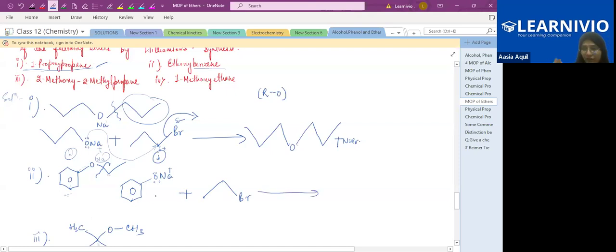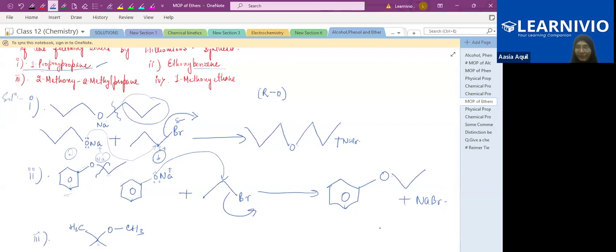These two are the reactants. You can show the reactants, and write down the name of this one if you can. This has a lone pair, so it will attack this carbon, and you will get this one: O with 1, 2 carbons, plus your NaBr. So that's the product. Clear, Aisha? Yes, ma'am. Now you can do this type of question. Or is there any doubt?